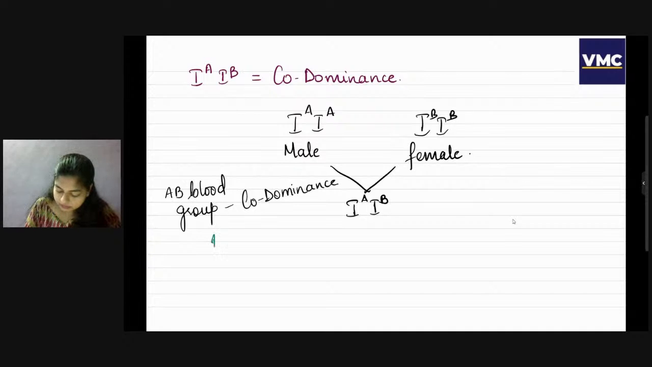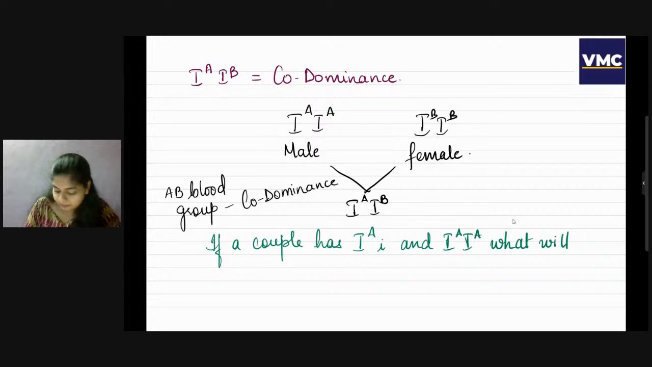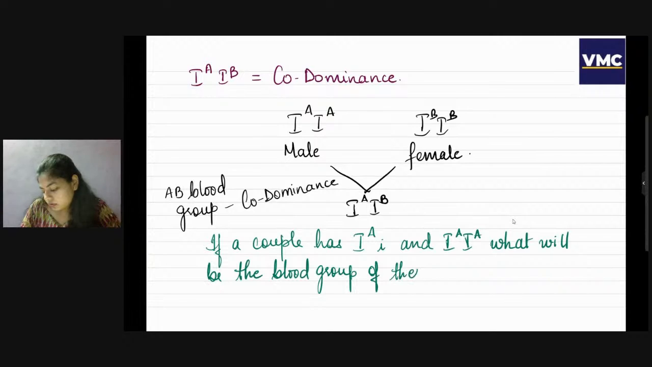If the question is asked, if a couple has IA, small i and IA, what will be the blood group of their children? Okay, and options can be given.